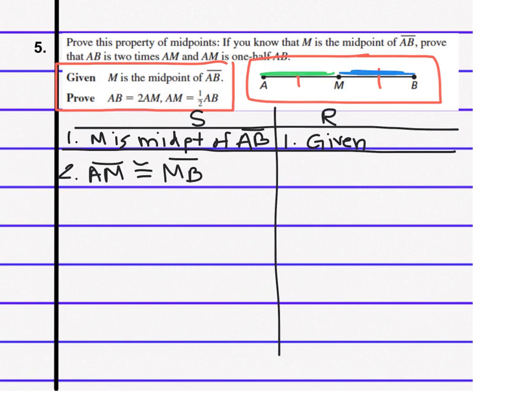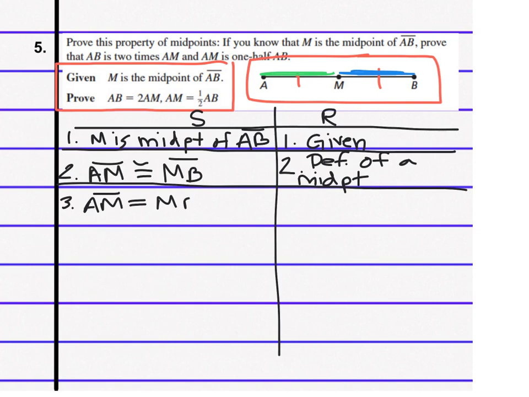How do we know that? That's pretty much your definition of a midpoint, is that it cuts it into 2 equal line segments. Okay, then just like we did in the last example, let's go ahead and say AM is not only congruent, but it's equal to MB. That's the reason, definition of congruent segments.